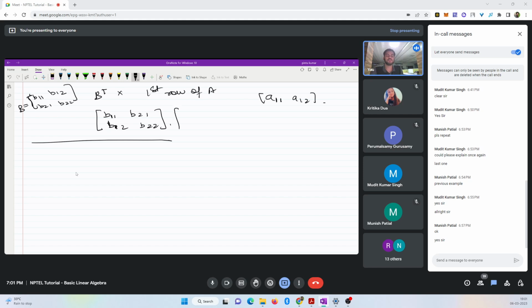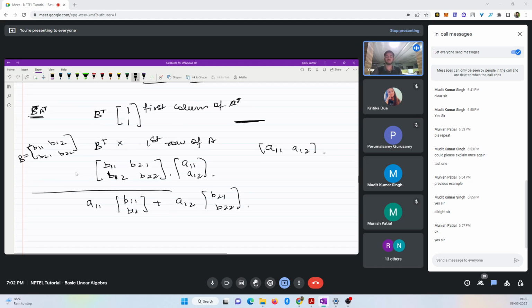Okay. Now we are doing something like this, A11, A12. What would this give? A11 into B11, B12. Okay. This is A12 into B21, B22, right? Now, if you look at this, this B11 and B12 was the first row of B.